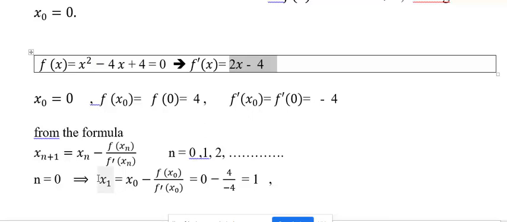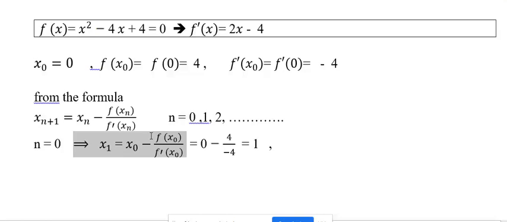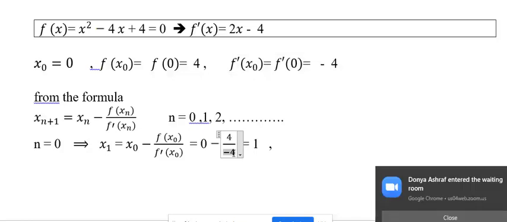Now let us substitute in this formula we have done here. x naught is 0, so we write 0. And f of x naught is 4. Do you understand how we obtain f of x naught, or f of 0 equal 4? We substitute with 0 in the x of the function equation. So we have 4 up in the fraction, and down we have the derivative. f dash of x naught is negative 4. Then the result is 1. Now you understand this step? Yes. Okay, very good, Madiha.